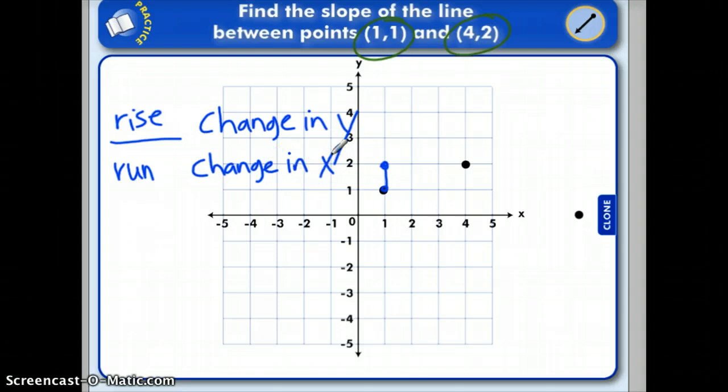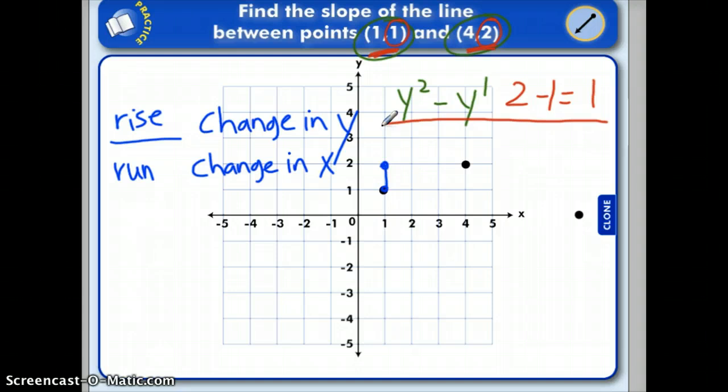Now what you could do if you don't have a line or a graph paper to count up and over, well, let's just do the change in y. So we want the second y minus the first y. Well, what in the world do I mean by that? Okay, well, go to your 2 coordinates up here. The second y in this case would be that. The first y would be the 1. So we'd go 2 minus 1 and we get 1.